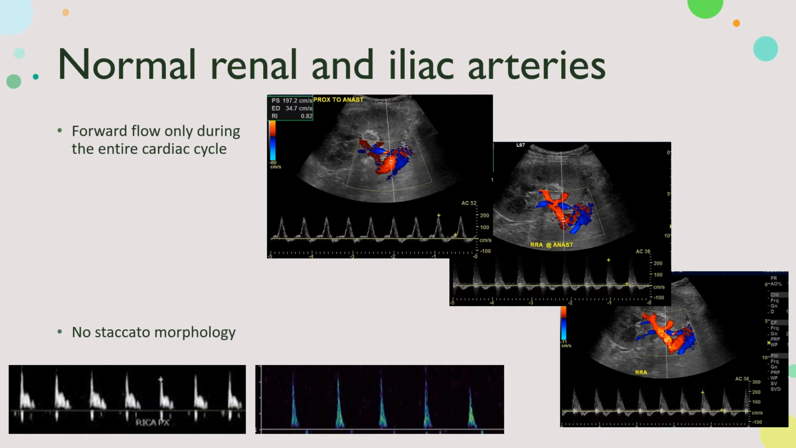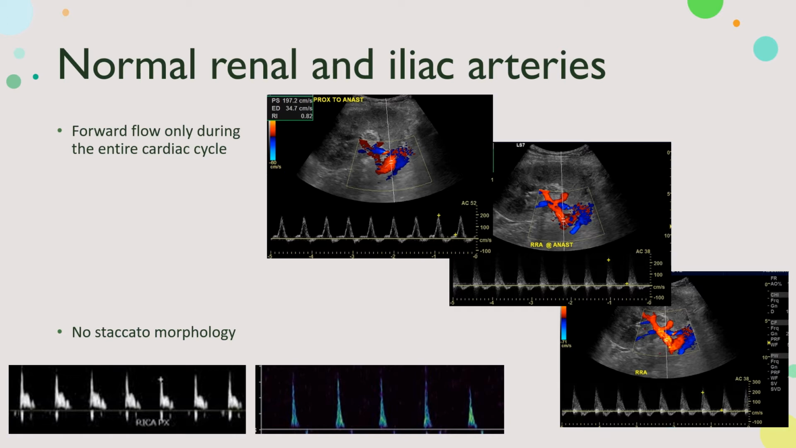So I want to talk about what a normal renal artery morphology looks like. Everyone knows what the peak systolic is doing, but what does the waveform tell us? And that's equally important when we're trying to figure out what's wrong with a kidney. So the first thing to know is there should be forward flow only during the entire cardiac cycle, no reversed flow at all. Now that's different than the external iliac artery.